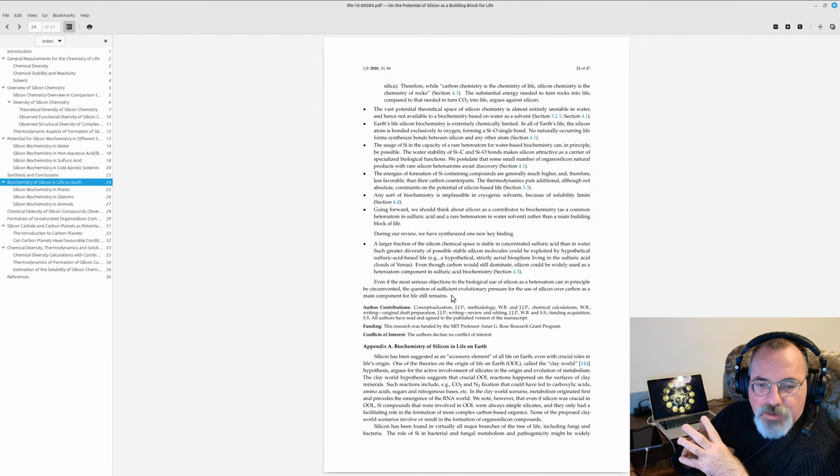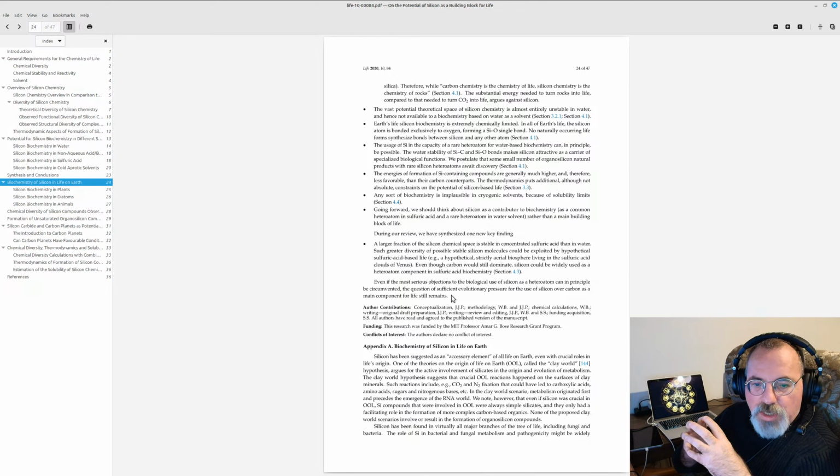Appendix A. Biochemistry of silicon in life on Earth. Silicon has been suggested as an accessory element of all life on Earth, even with crucial roles in life's origin. One of the theories on the origin of life on Earth, called the clay world hypothesis, argues for the active involvement of silicates in the origin and evolution of metabolism.